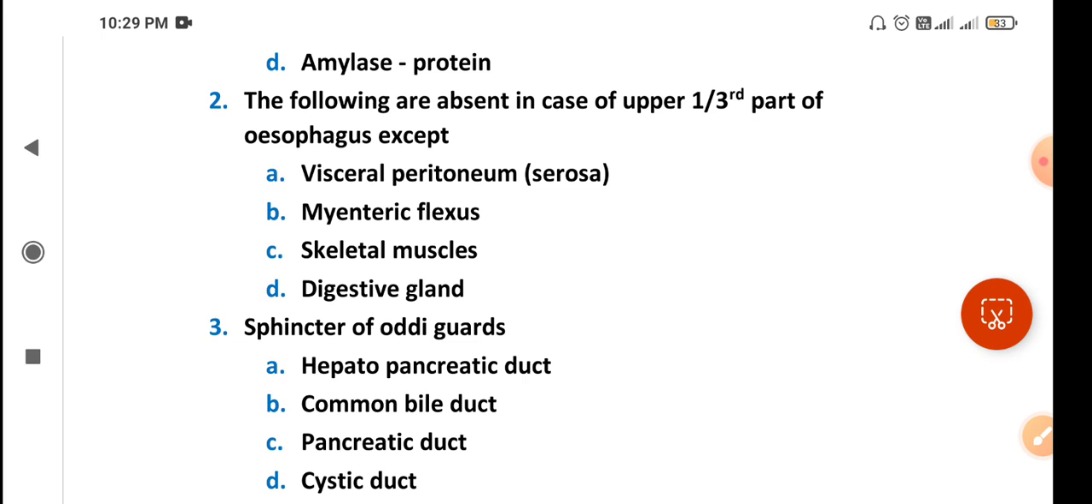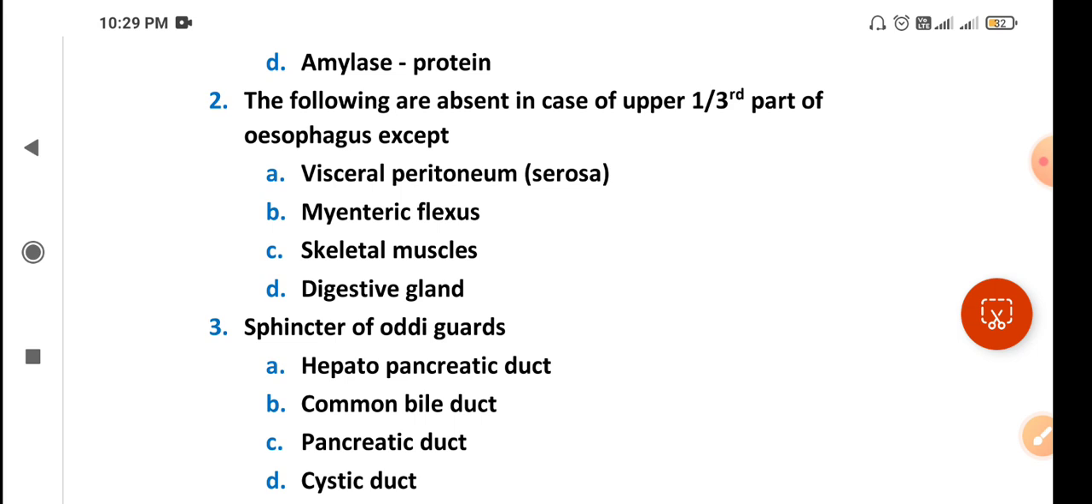No, it is not present in the upper 1/3 part of the esophagus, or we can say the upper 1/3 part of the esophagus is devoid of visceral peritoneum. That is, serosa is not present. Mesenteric plexus, no, it is also not present in the upper 1/3 part of the esophagus.